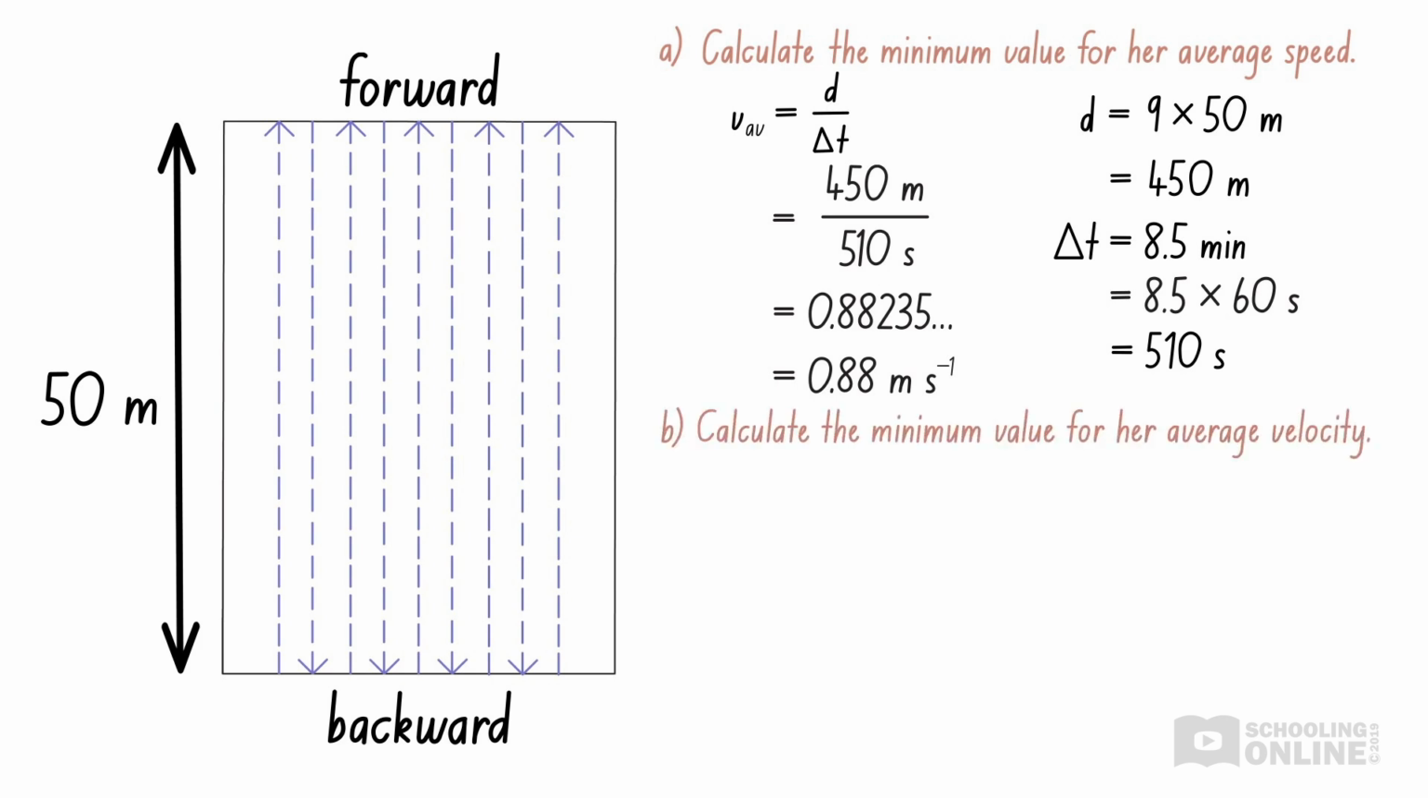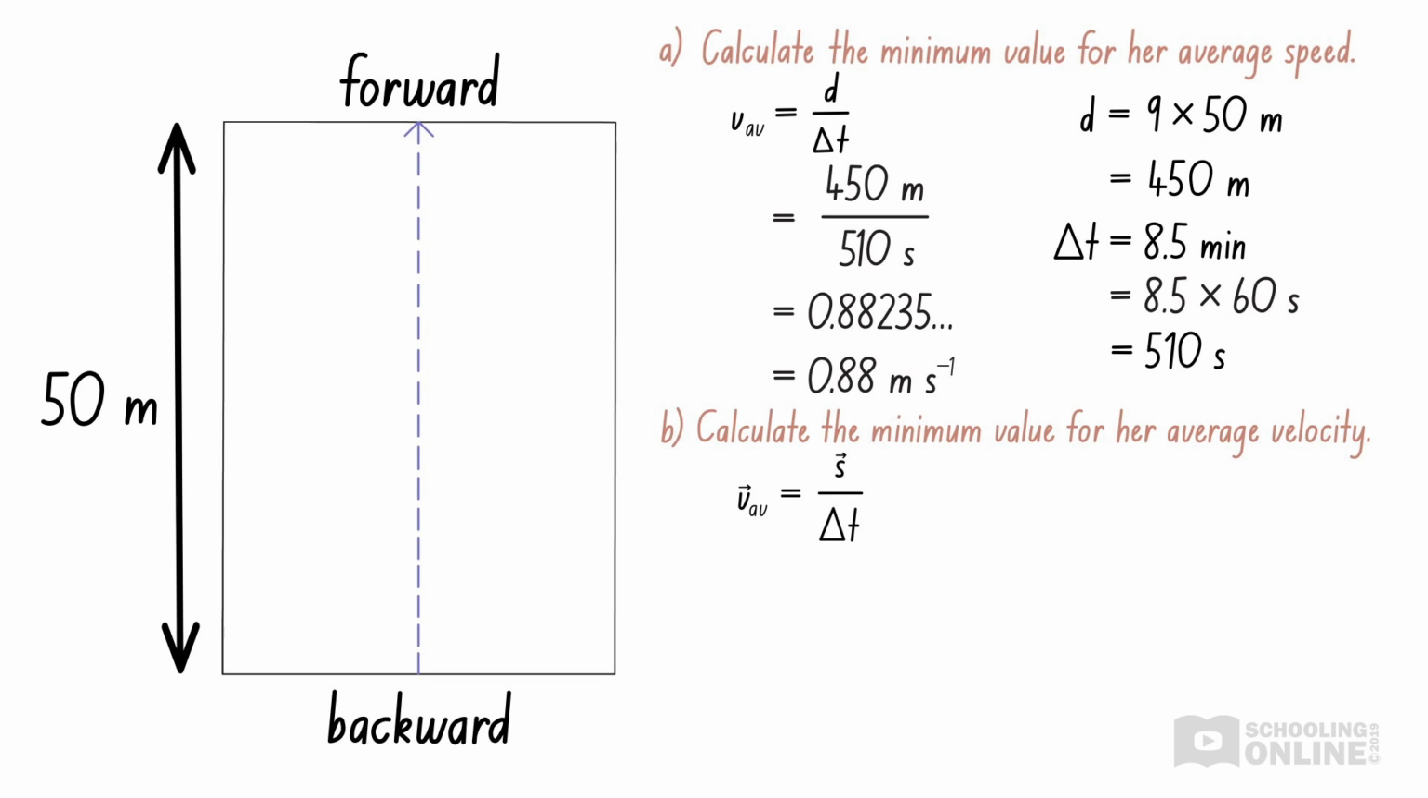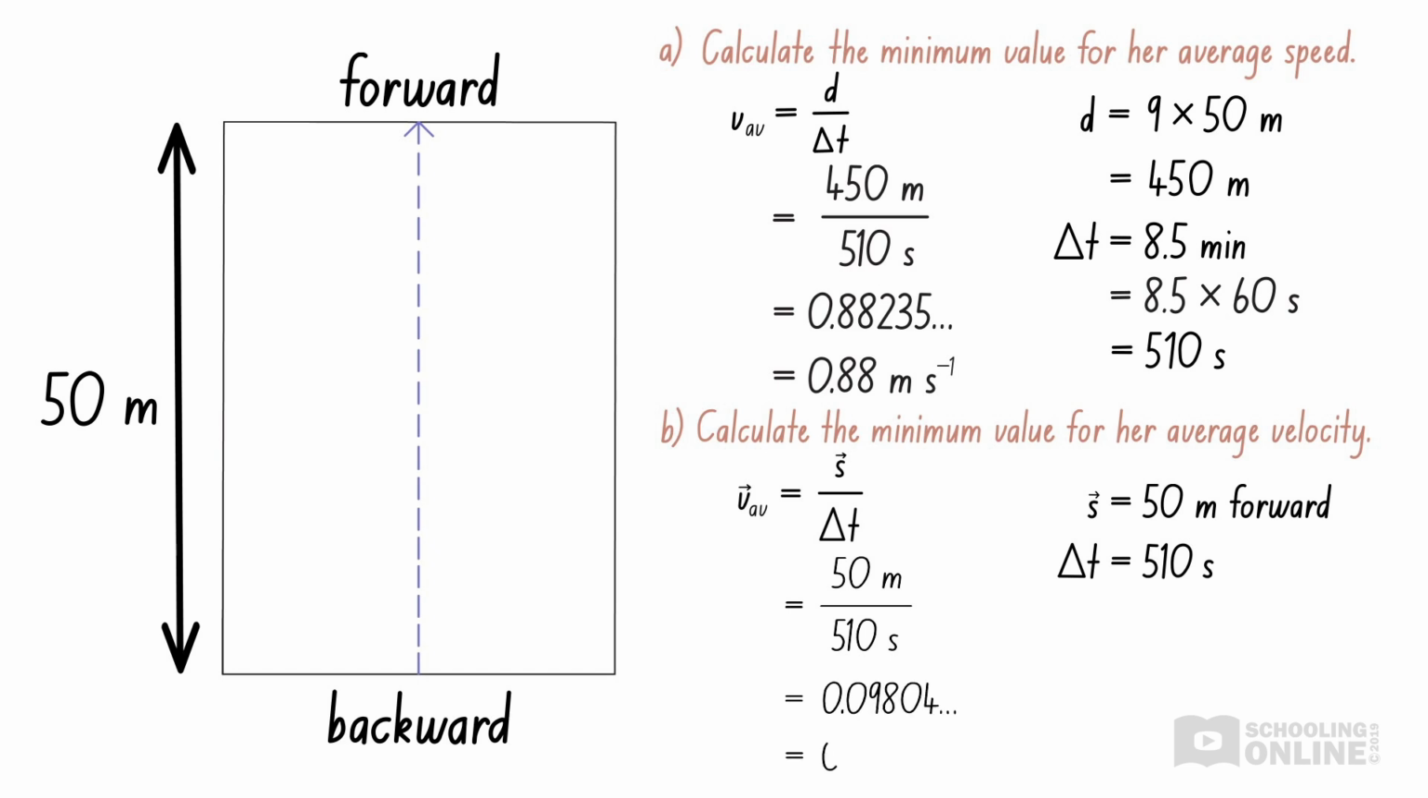For the second part of this question, we'll need the formula for average velocity. Since Janice will swim an odd number of laps, she will finish at the opposite side of the pool to where she started. Therefore, her displacement is 50 metres forward. Overall, her required average velocity is 0.10 metres per second forward. This is much smaller than her average speed because she travelled backwards and forwards multiple times. As a result, her displacement is much less than the total distance that she travelled.